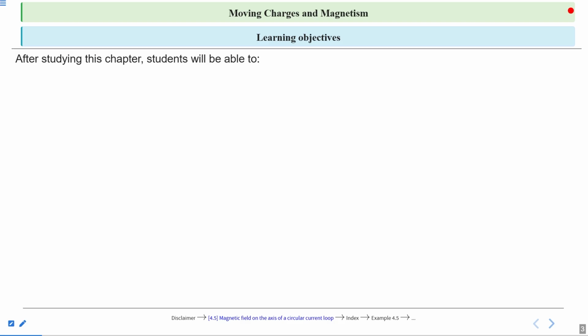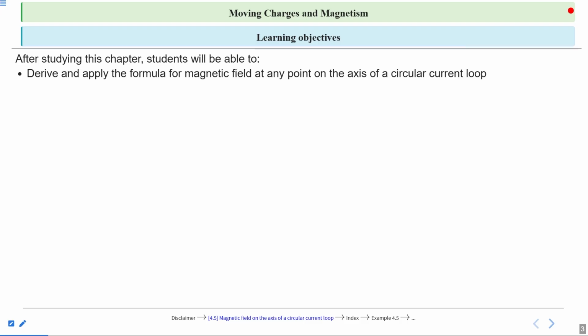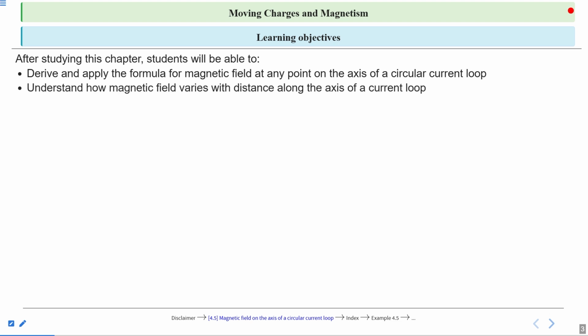So what are the learning objectives from today's topic? After studying this chapter, students will be able to derive and apply the formula for magnetic field at any point on the axis of a circular current loop, understand how magnetic field varies with distance along the axis of the current loop, and state and explain Ampere's circuital law.